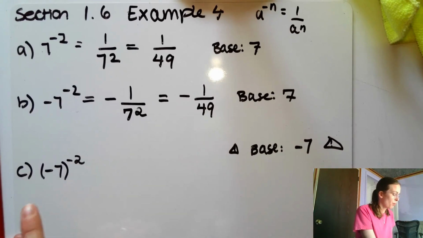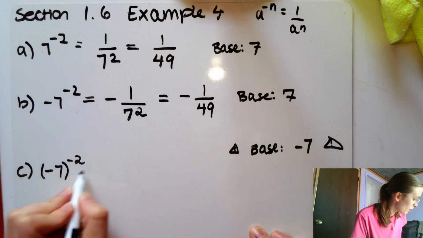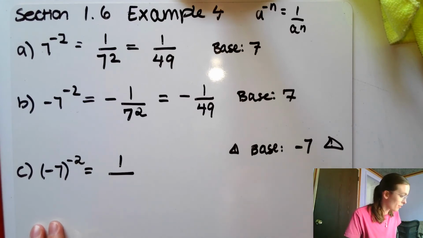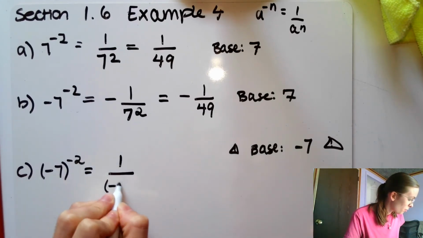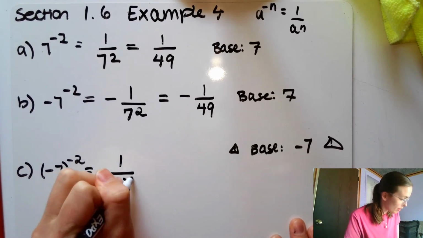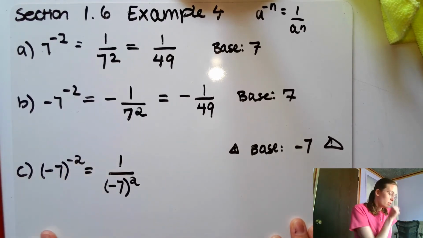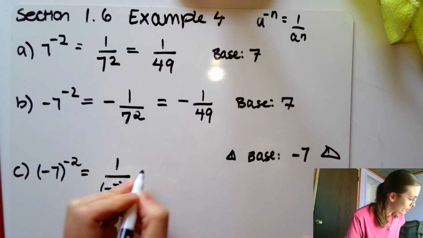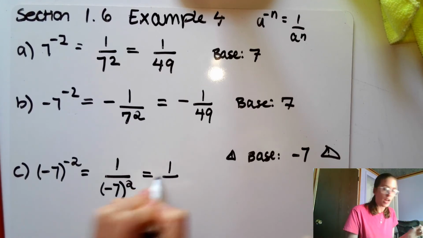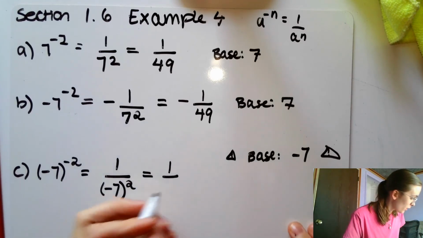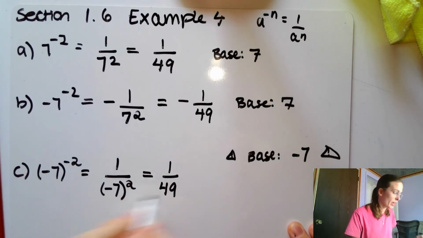So what we'll do is we'll put, just like before, 1 over, it'll be the base to positive 2. So the base is negative 7, 1 over negative 7, and then instead of a negative exponent, we'll have a positive exponent in the denominator. So it's 1 over negative 7 squared. So that's 1 over, and then remember, negative 7 squared is the same as negative 7 times negative 7, which is positive 49. So it'll be 1 over 49.